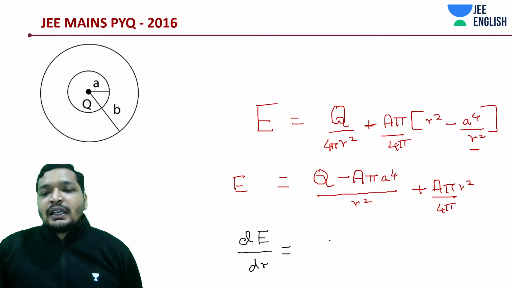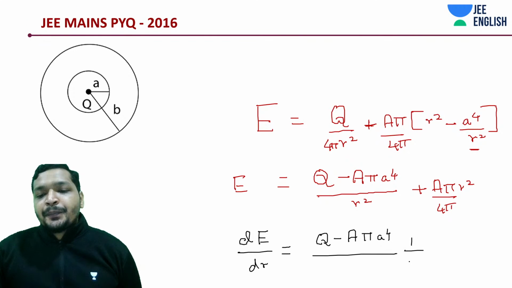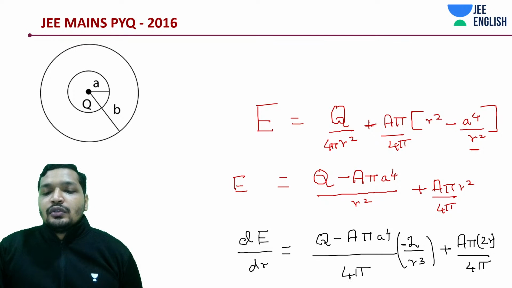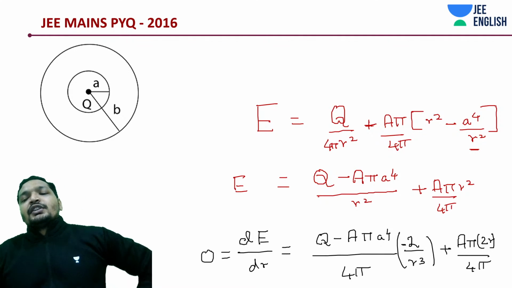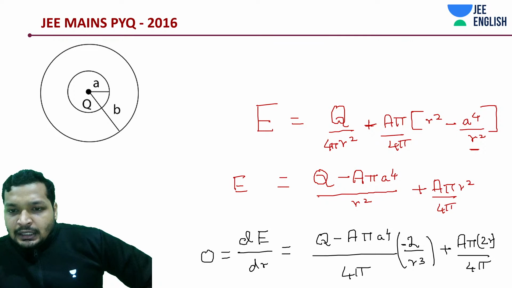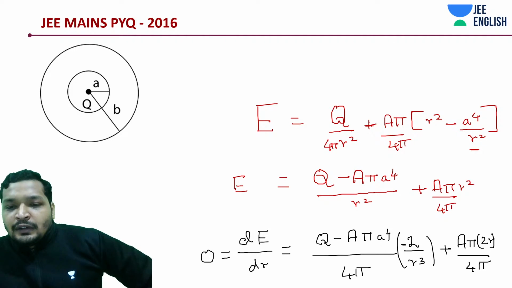All right, so this gives us something like Q minus of A pi A to the power 4 divided by minus 2 by R cube, plus of A pi 2R divided by 4 pi is equal to constant with respect to R. If you differentiate it with respect to R, it should be 0. So what should be the value of A such that this term becomes independent of R? We know Q is constant.